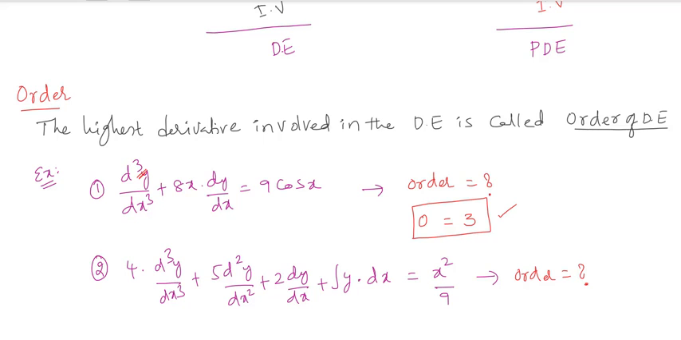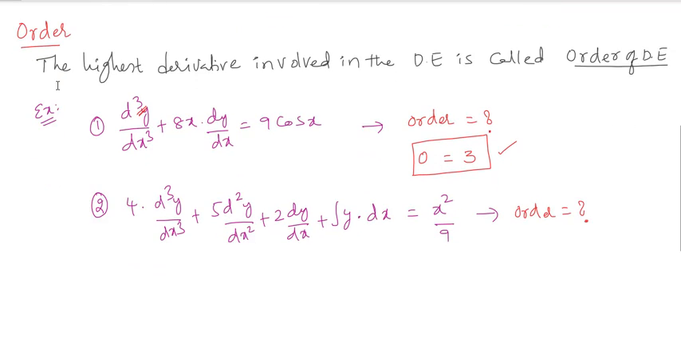How will you calculate it here? Try to understand the difference between your earlier problem and this situation. Earlier there was no other variable. Here we have d cube y by dx cube, d square y by dx square, dy by dx, and integral y into dx, so the variable is different. Suppose I do the integration here, what will I get?